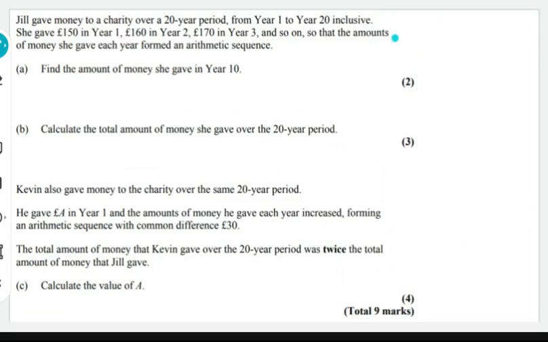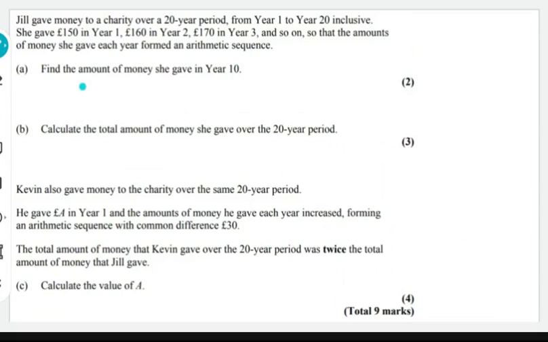So for the first one, I got 1950. Oh, right. Well, yeah, that's good. Well, we'll see. Yeah, okay. Maybe. Sounds a bit high, but we'll see.